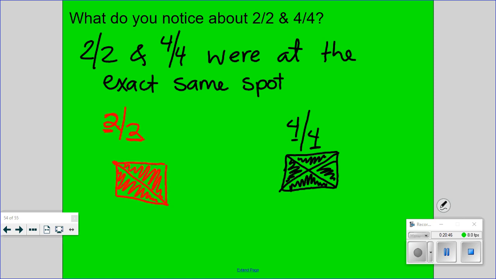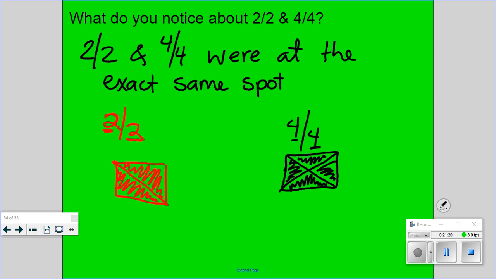Now that we see a picture, what do we notice about both of those models? What do we notice about the 2 halves and the 4 fourths? Michael, what are you noticing? That the denominator is the same as the numerator, which means that every single piece is shaded in. Nice. So Michael noticed that the numerator and denominator in 2 halves are the same. The numerator and the denominator in 4 fourths are the same. So the whole thing is shaded in.